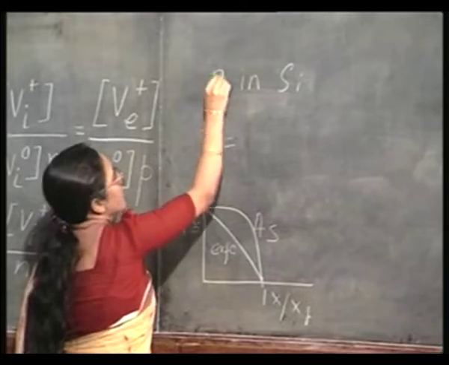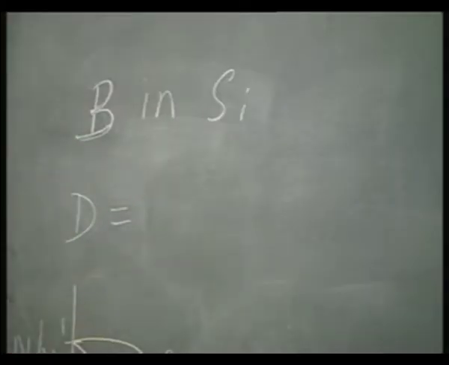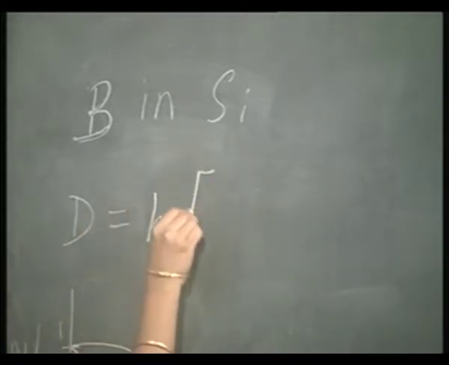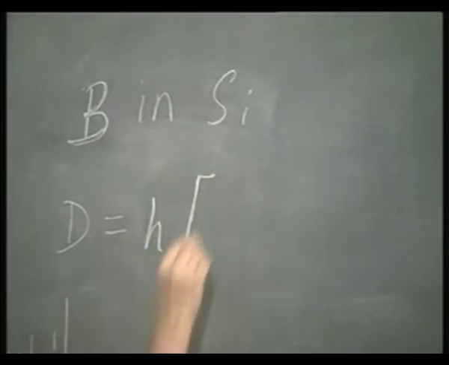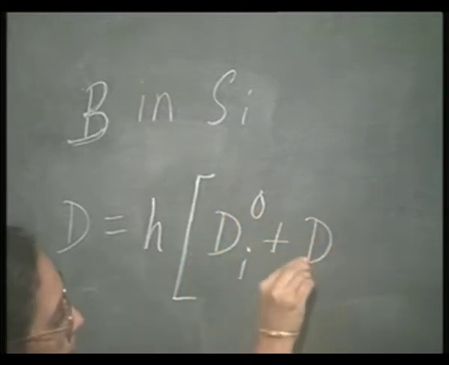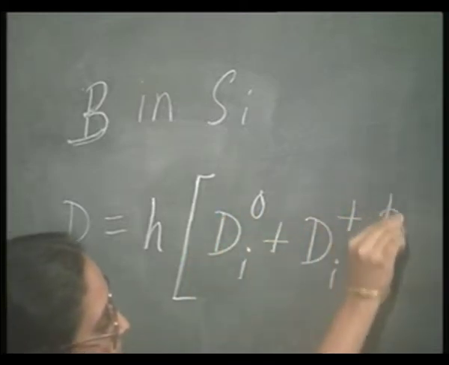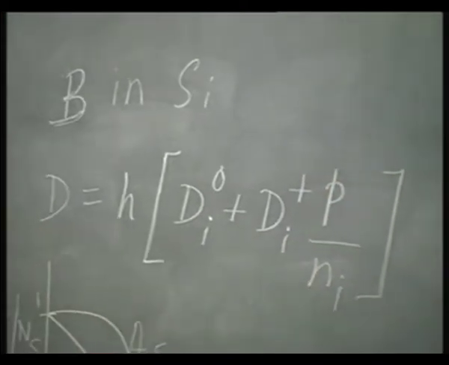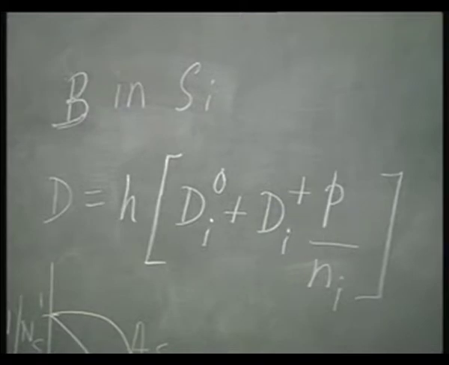Let us now consider boron in silicon. Boron in silicon also has a diffusivity. Remember, boron is an acceptor. So, you have the interaction with the positively charged vacancies.